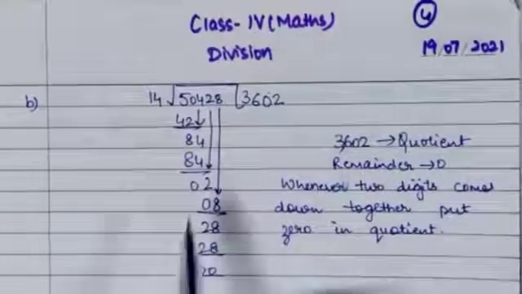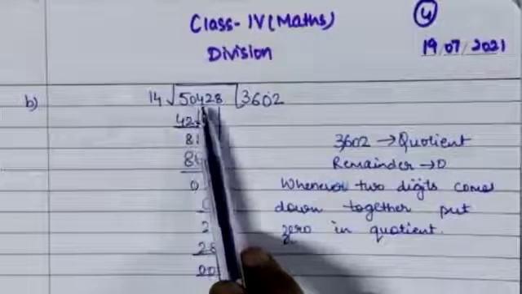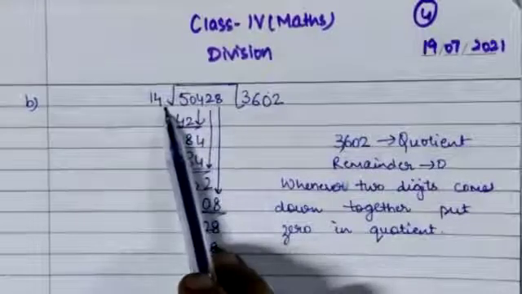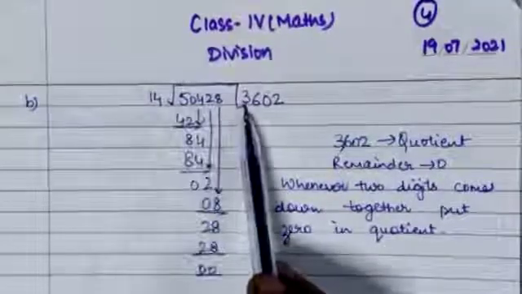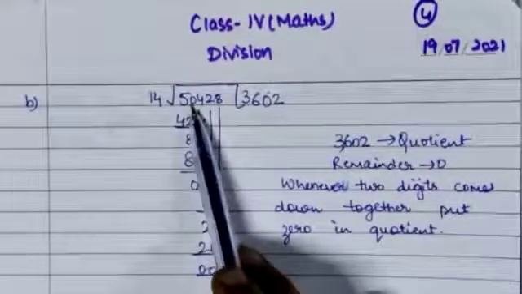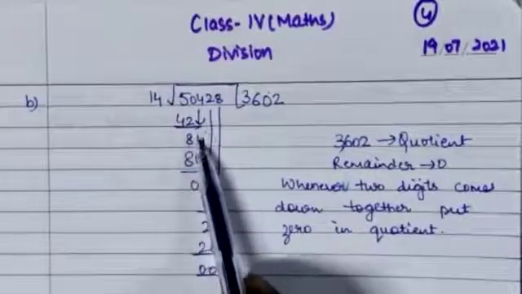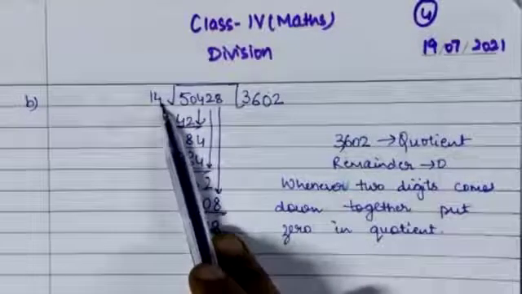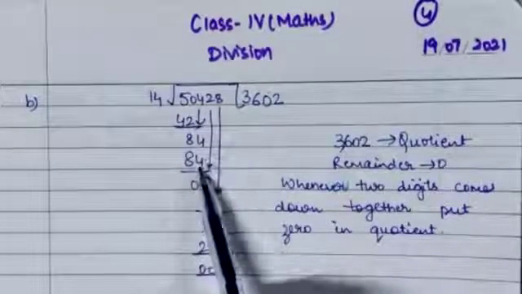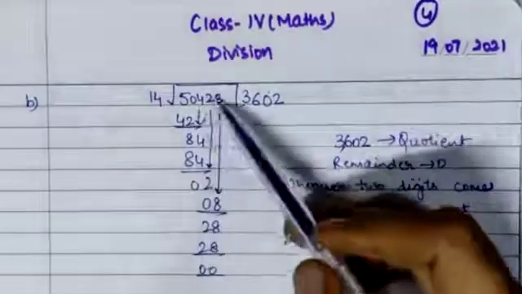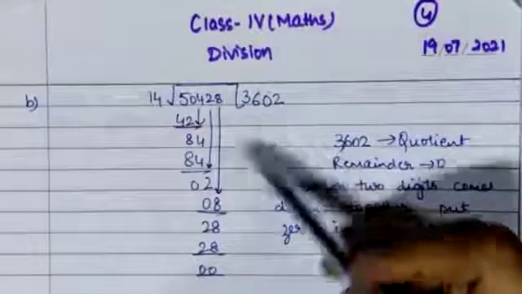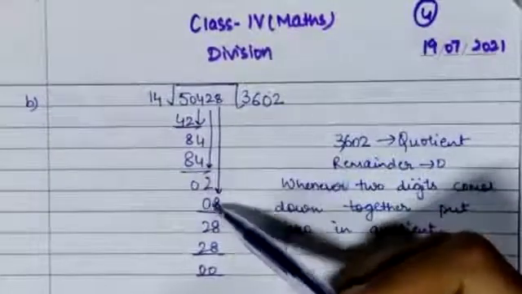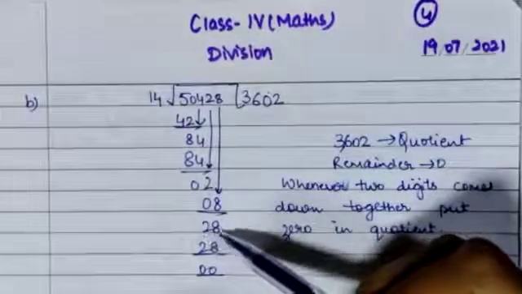Next is, we have to divide 5428 by 14. So let us start. 14 into 3 is 42. 10 minus 2 is 8. 4 comes down. 14 into 6 is 84. Now 2 will come down. So 14 into 0 is 0. Then 8 comes down. We get 28.